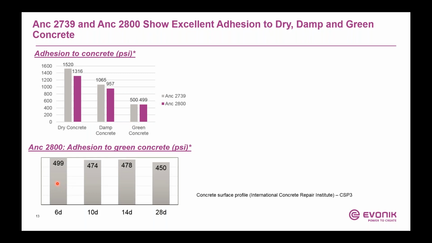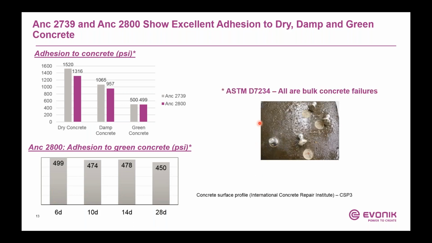Below here gives you a little more in-depth look at adhesion to green concrete. These are adhesion results on concrete after 6 days, 10 days, 14 days, and 28 days, and you can see consistent results with adhesion. So you get very good adhesion even 6 days after the concrete is applied. In terms of test method, this was the dolly pull testing, ASTM D7234. And as you can see, all the tests had bulk concrete failures. That means it had very good adhesion to concrete.